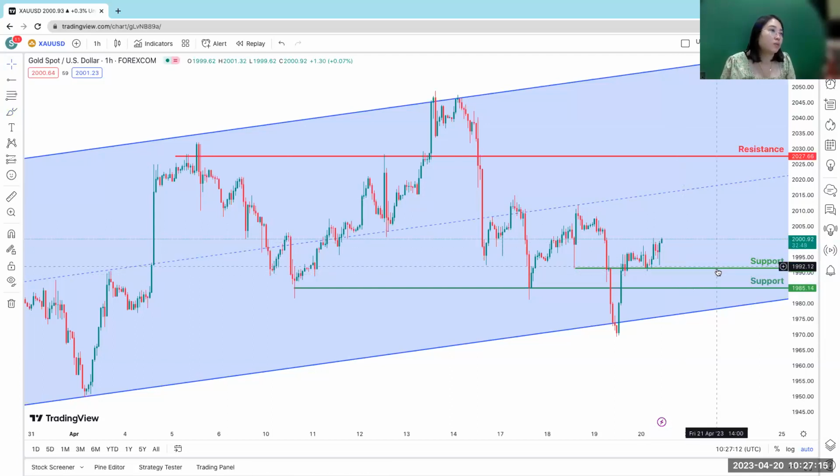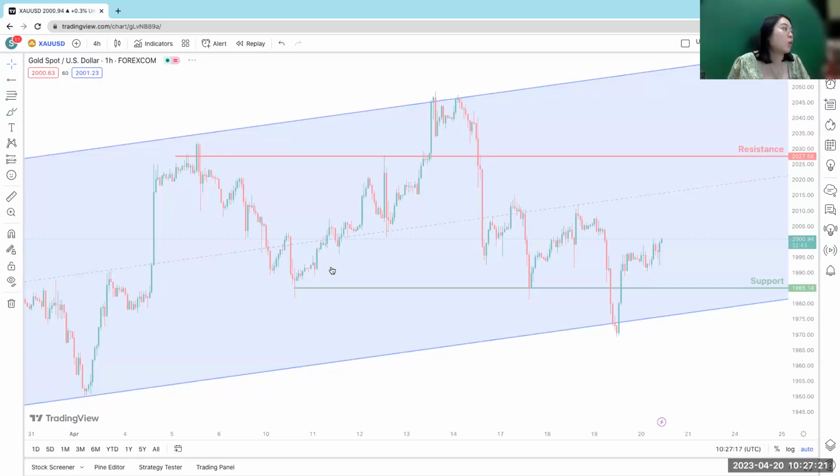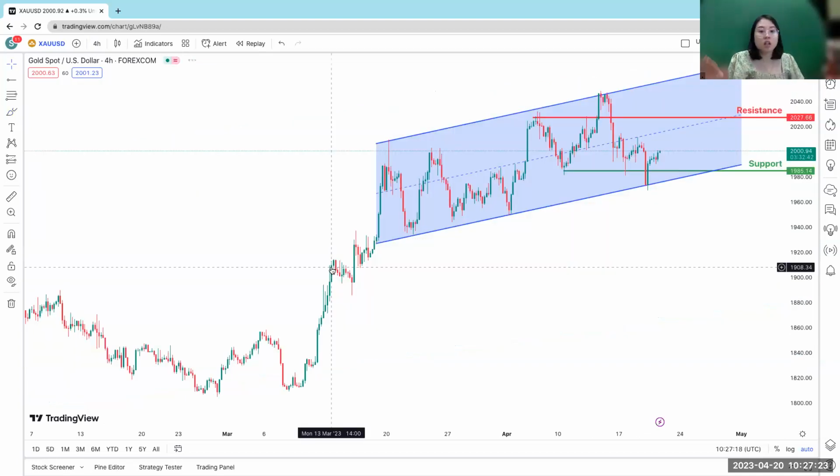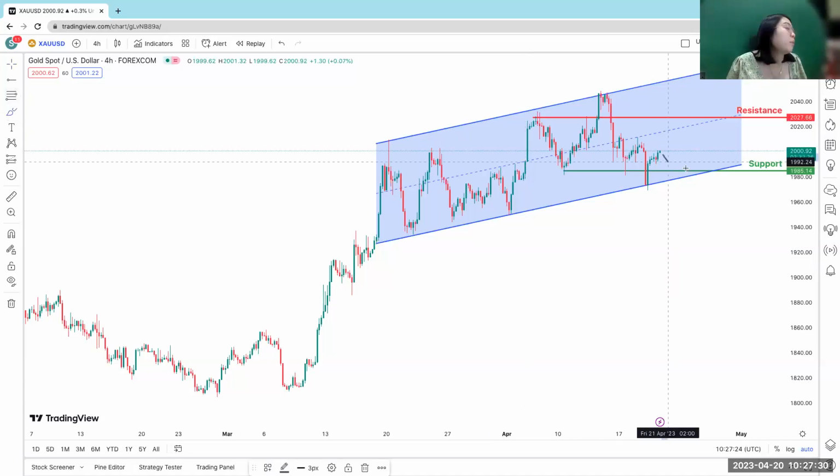I'm going to use the 4 hours as a reference rather than the 1 hour, because I think structure on the 4 hours is better. So I want price to pull back here, and then here I get in for a buy.